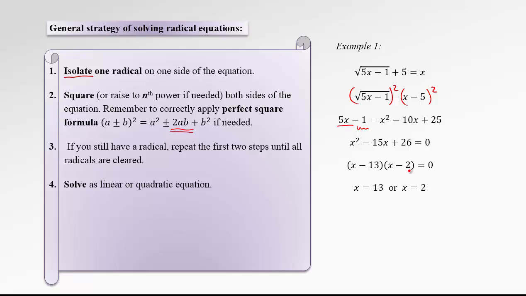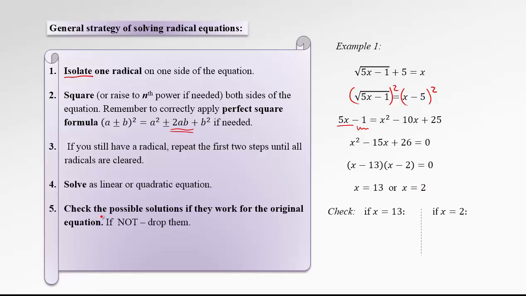So after factoring, we read the possible roots from each bracket. From this bracket we have 13 and the other bracket gives us 2. Okay, that's not the end. Since we are solving a radical equation, we are obligated to check if those possible values are true roots or not. So check the possible solutions if they work for the original equation. If not, drop them.